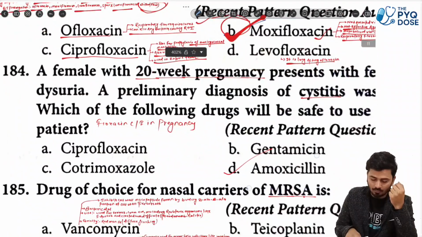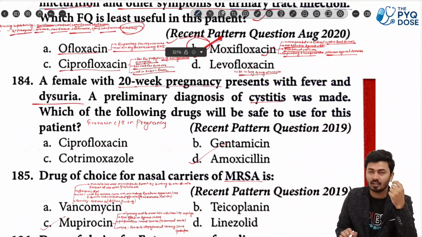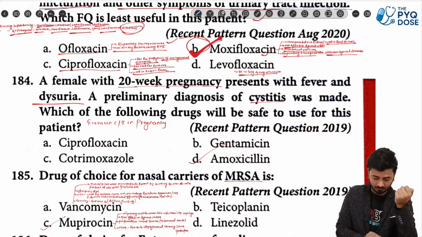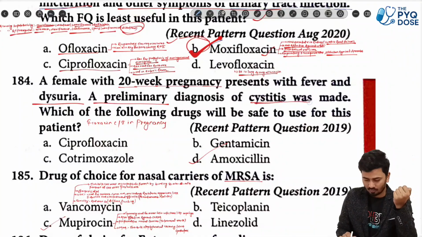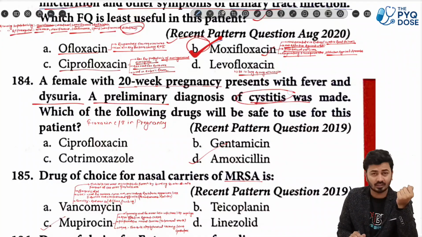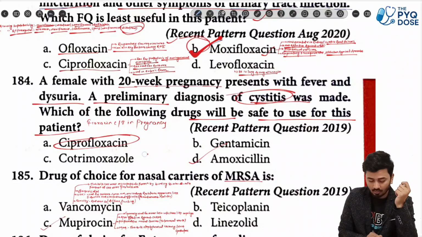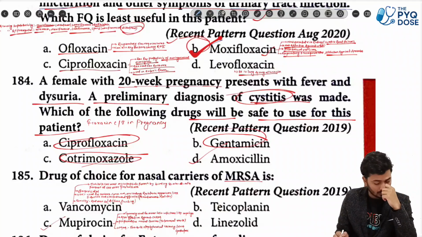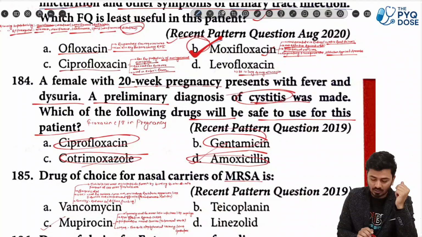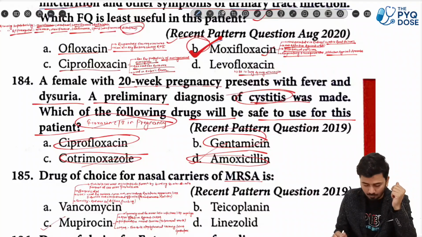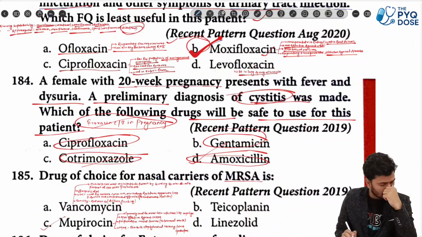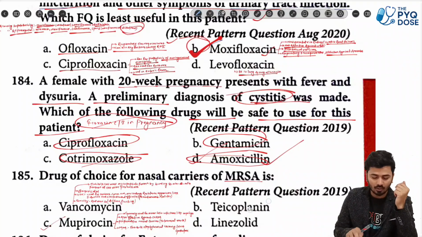Next, a female with 20-week pregnancy presents with fever and dysuria. There is fever and there is dysuria. A preliminary diagnosis of cystitis was made. So the diagnosis is cystitis. Which of the following drugs will be safe to use for this patient? The patient is 20 weeks pregnant. Generally ciprofloxacin we can't use, cotrimoxazole we can't use, gentamicin we can't use. So generally we will use amoxicillin. This floxacin group of drugs are generally contraindicated in pregnancy. Just now we talked about the different types of antimicrobials which are contraindicated in pregnancy. So amoxicillin will be good for this patient.